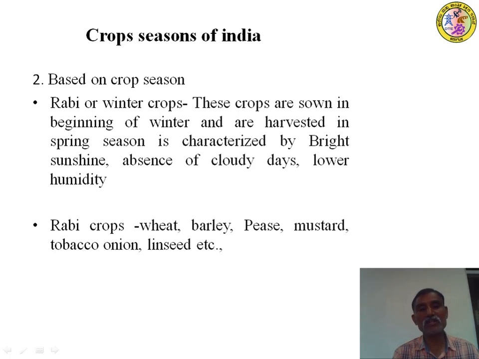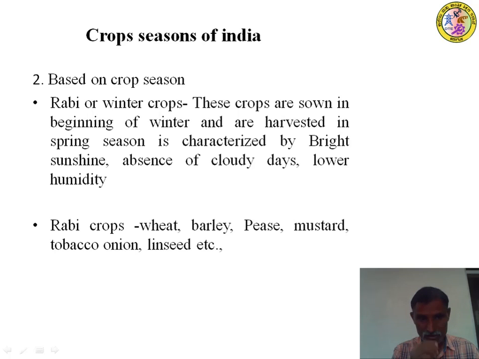Second one, based on the crop season. In India, there are two seasons. The crops are divided into two seasons: Rabi or winter crops. These crops are sown at the beginning of the winter and are harvested in the spring season, which is characterized by bright sunshine, absence of cloudy days, and lower humidity. These are all called winter crops or Rabi crops.